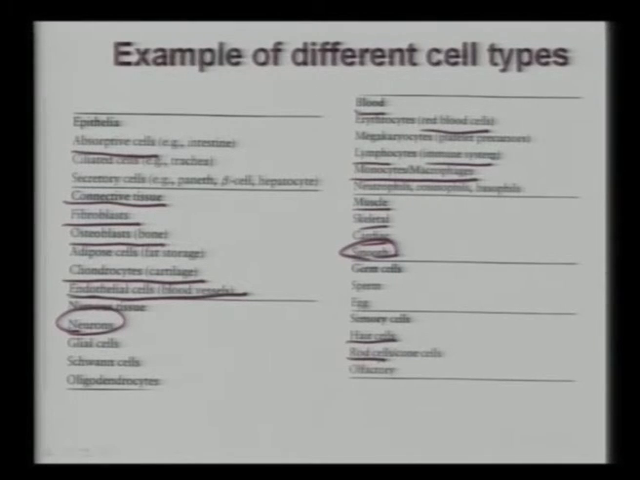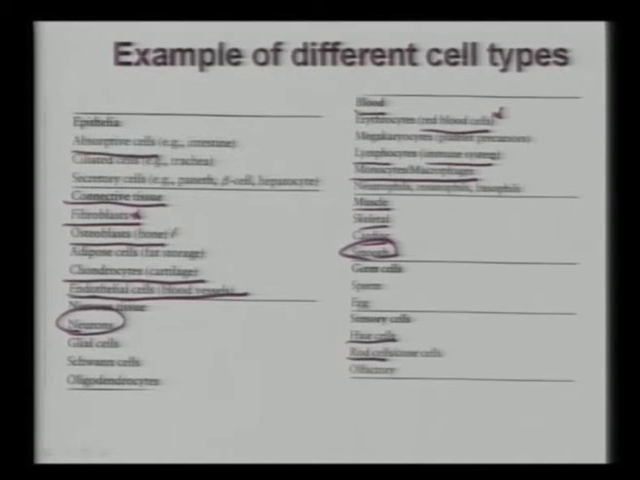So out of these, what are the important things for you to remember? Erythrocytes, fibroblasts, the connective tissue cells, osteoblast cell lines, chondrocyte cell lines, endothelial cell lines, and neuron cell lines. Because in biology you will see a large number of terminologies and different cell types. It is not easy for a non-biologist to remember all the different cell types.